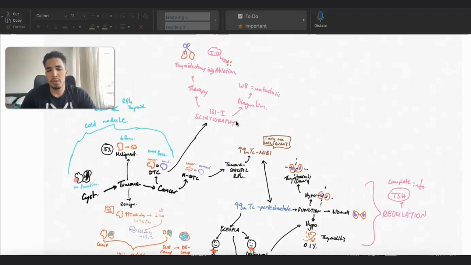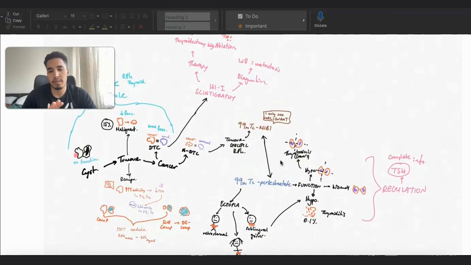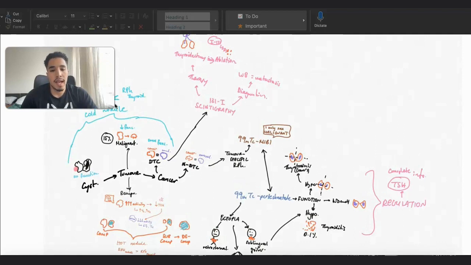So why would we use one or the other? Depending on what we're looking at. So essentially with normal sort of hypothyroidism, or just to see how it's normally functioning, we would use 99 technetium and a specific type of 99 technetium called pertechnetate. There are several variants of technetium, but in the thyroid we would want to use 99 technetium pertechnetate. In terms of cancer, and looking for several types of cancer, we would rather use 131 iodine.